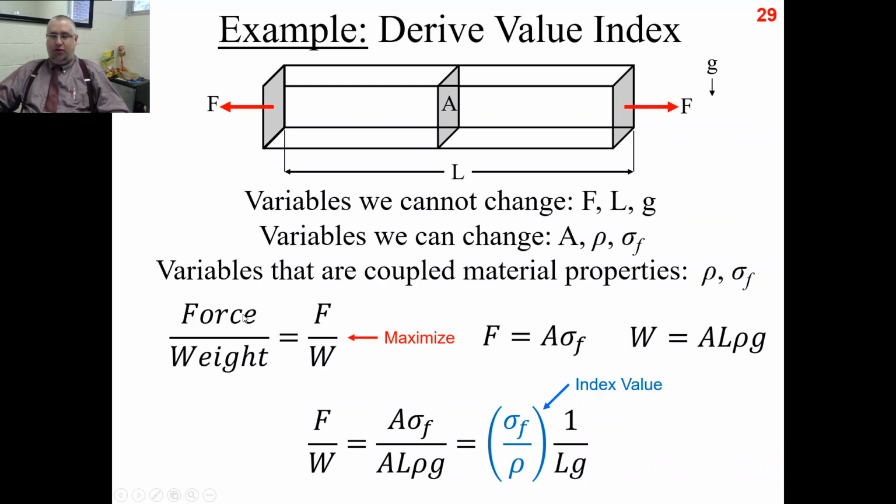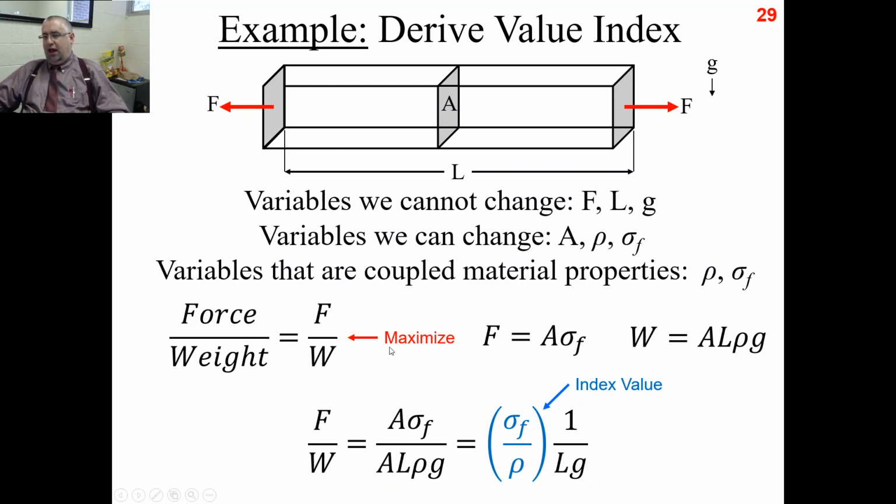But remember, I'm trying to withstand this force with the least amount of weight. And so ultimately, I want to maximize F and minimize W, which means I want overall to maximize this ratio of F over W. Okay, so let's just keep that in mind that we're maximizing this ratio.